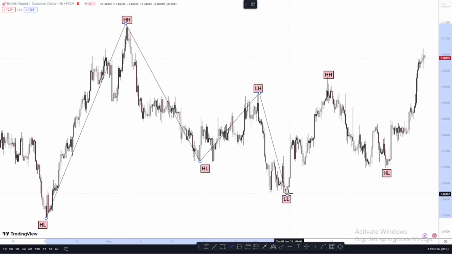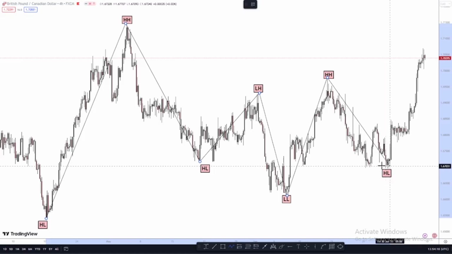After this lower low was created, what did the price do next? It went back up to create a new higher high. Why is this a new higher high? Because this high is higher than that of its previous lower high or its previous high. After this higher high was created, it came back down to create a new higher low.